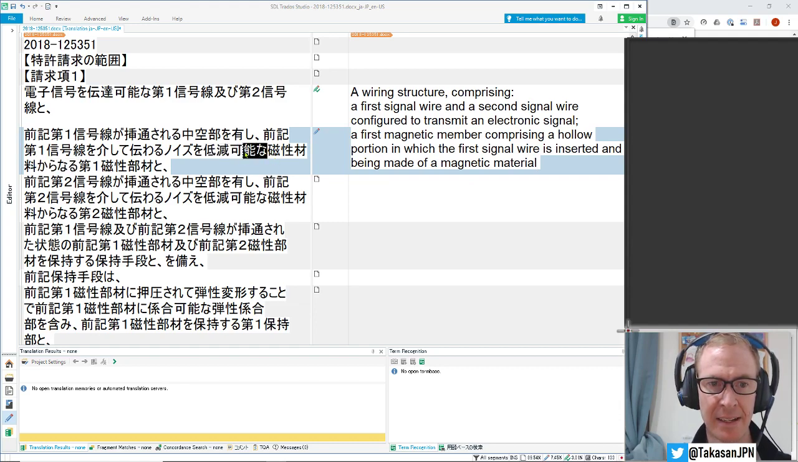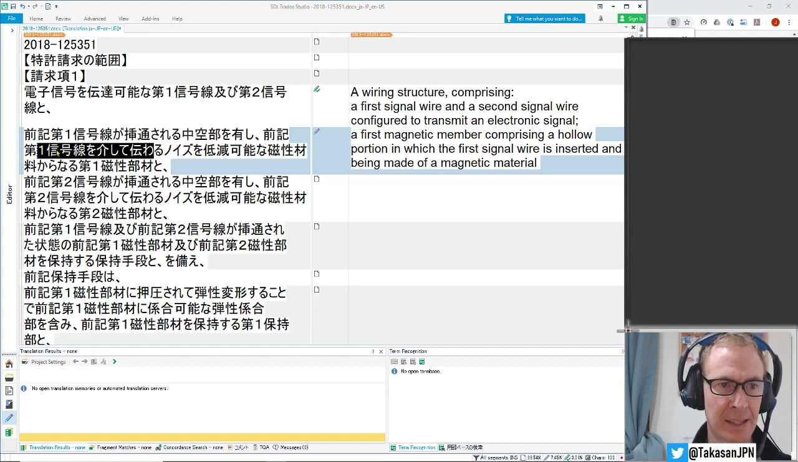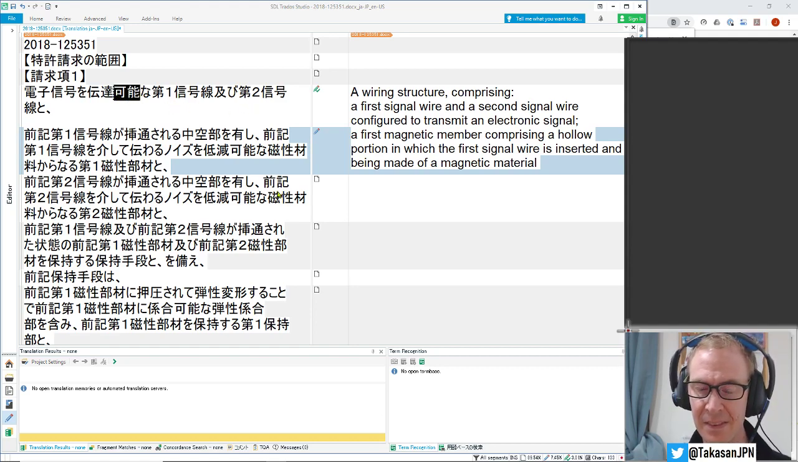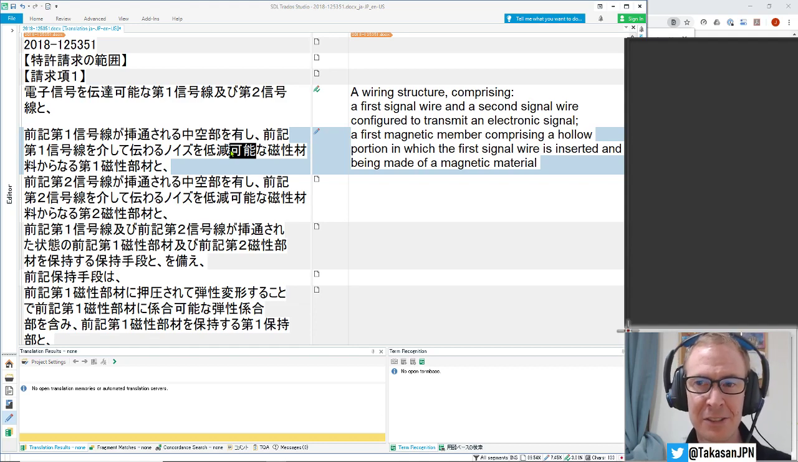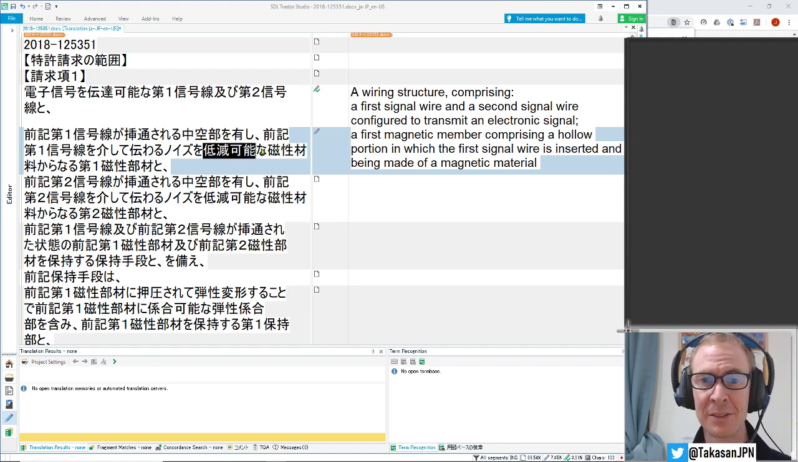So here we've got again kanon. What does it do? It reduces the noise coming from noise that comes along this wire. Now, kano up here was used specifically to introduce a function. Here it's not. Here it's describing a material that this member is made of. So this use of kano is not introducing a function. It's describing the properties of a material in this situation. So we're not going to use configured to. To use configured to here would be a mistake.